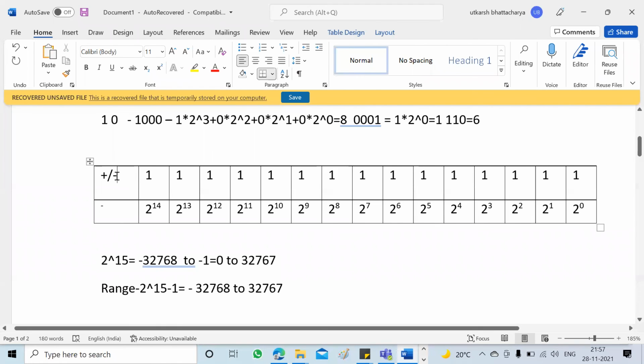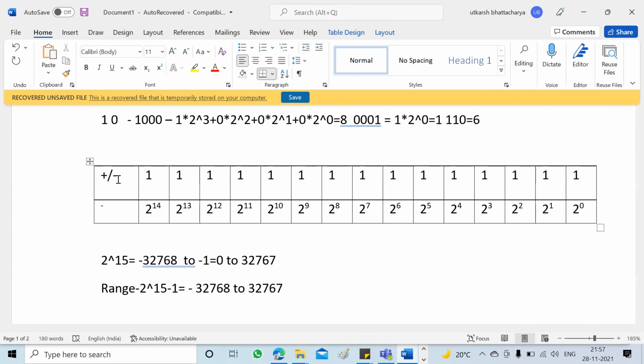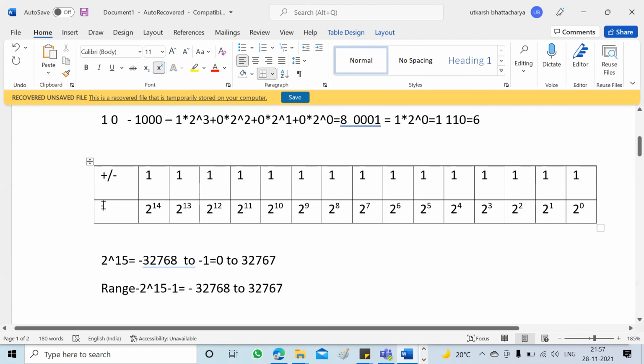As soon as you change your sign, the range basically tells you two things: what is the minimum number you can store, and what is the maximum value you can store? The minimum is when you use the minus sign here, you are going to get the smallest value you can store.